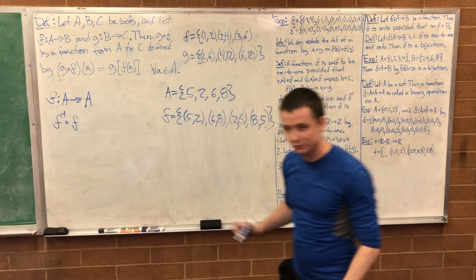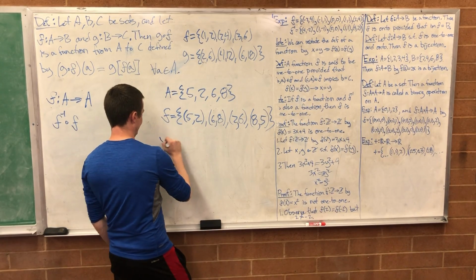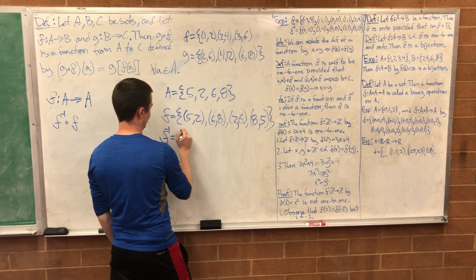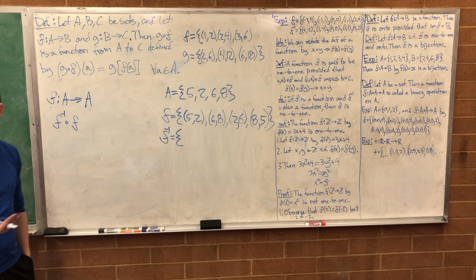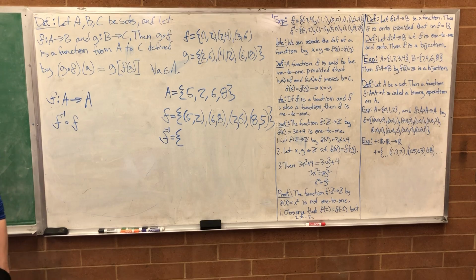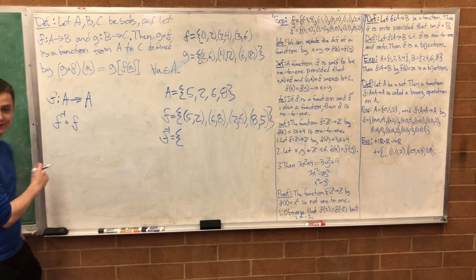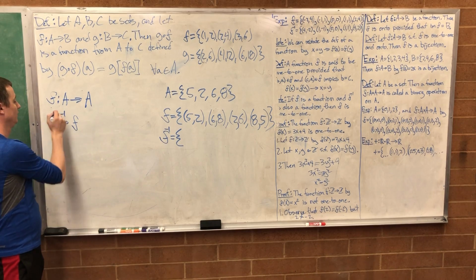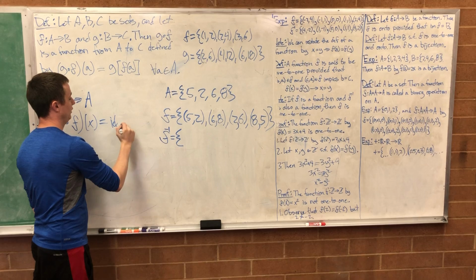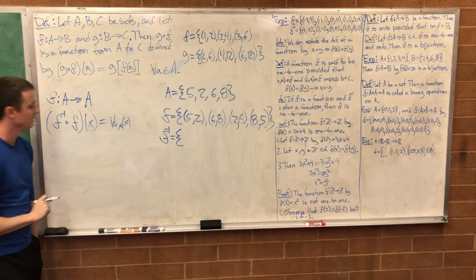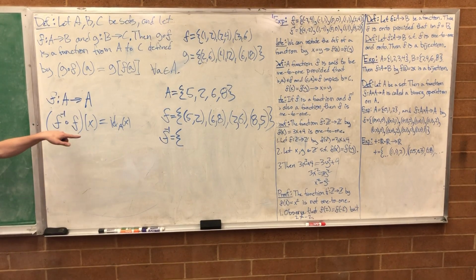So let's look at what it is, but first off, let's do F inverse. It's going to pair every element with itself. It's not going to turn out to be the same function. It's going to equal what we call the identity on A. That's what it is. It's going to map every element in A to itself.